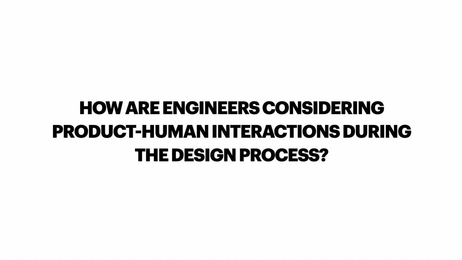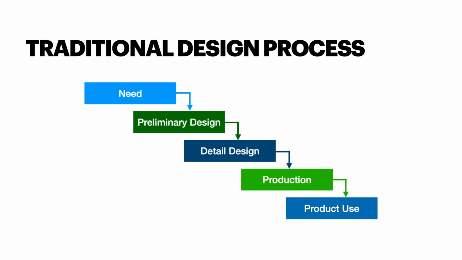So this creates this question, right? How are engineers actually considering these product-human interactions during the design process? To answer this question, first we need to take a look at the traditional design process, right? In the traditional design process, engineers first start to understand what the need is, what the problem is they're trying to solve, and then they will start what is called the preliminary design, where different ideas are conceived, and we try to find the pros and the cons of the different ideas.